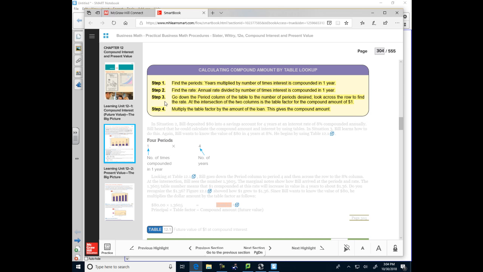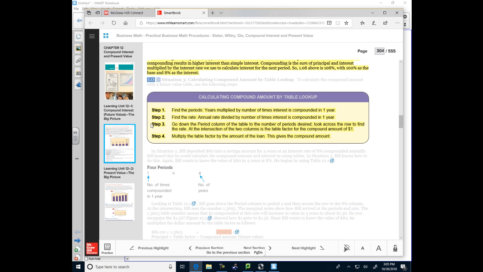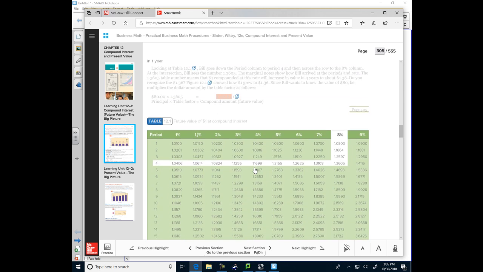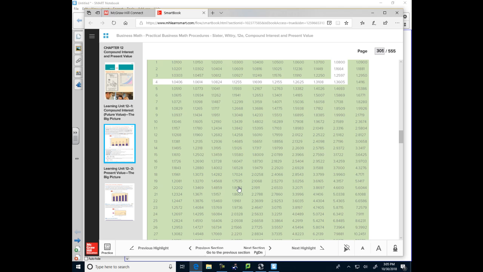Okay? Now we go to the table, 12.1. So you go down the period column to find the number of periods and go across till you get the desired rate. And where that intersection is, there's a number, and this is the table factor for a compound amount of $1. So you simply get the number here and multiply that times the number of dollars you start with, and that will give you your future value.